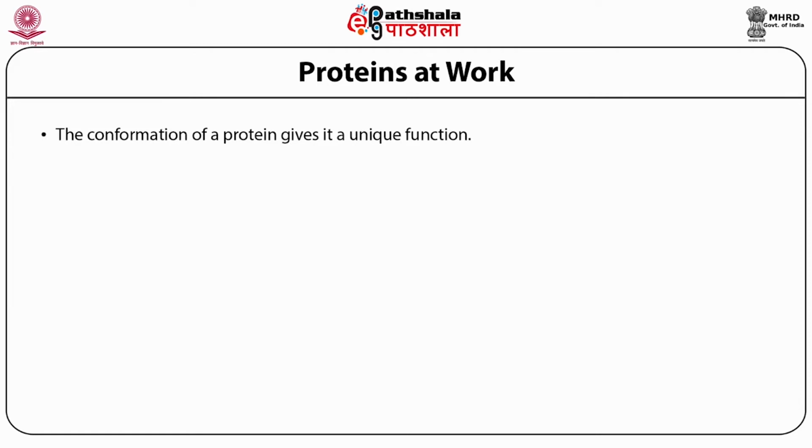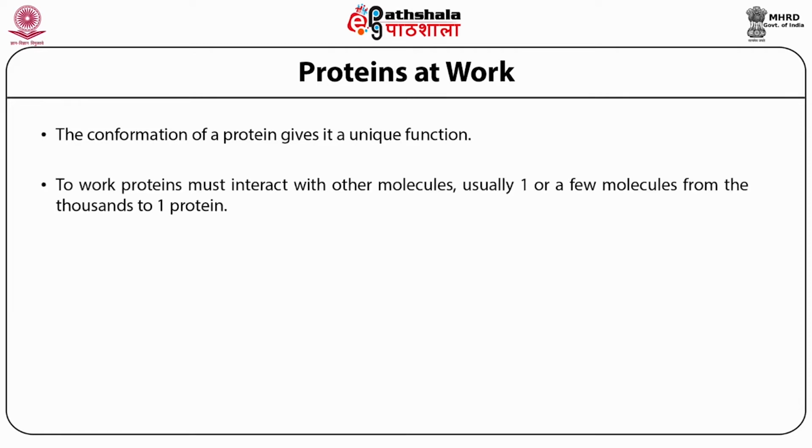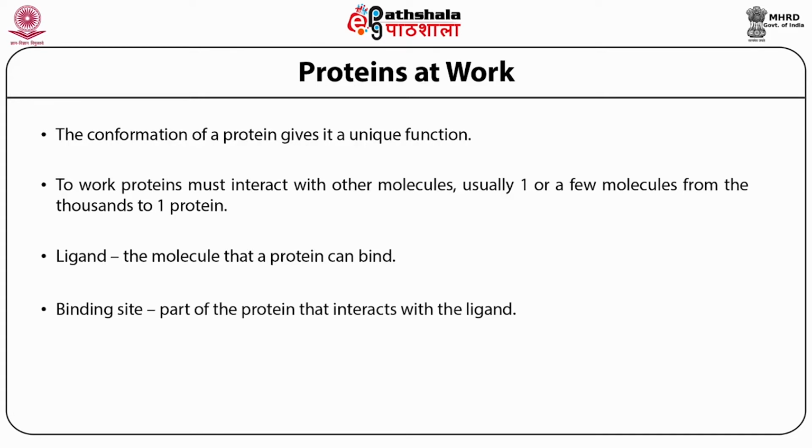Proteins at work. The conformation of a protein gives it unique functions. To work, a protein must interact with other molecules, usually one or a few molecules out of the thousands. A ligand is the molecule that a protein can bind. The binding site is the part of the protein that interacts with the ligand. It consists of a cavity formed by a specific arrangement of amino acids.